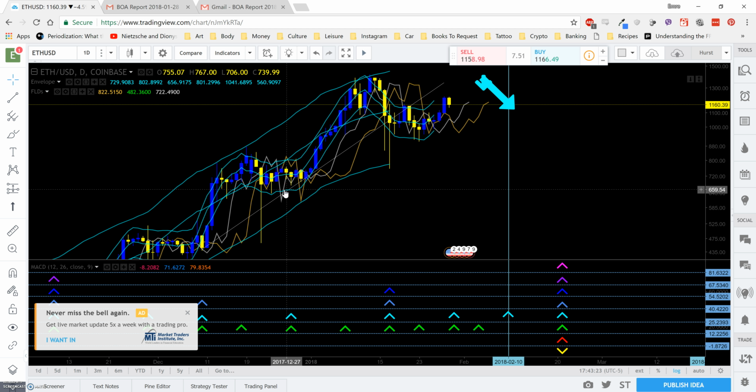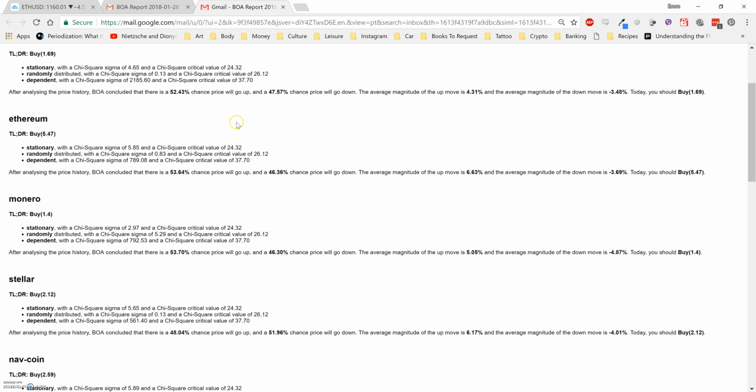But again, you want more confluence than divergence. You want factors all agreeing with each other. If the fundamentals are strong, and your moving average crossover says it's a buy, and BOA says it's a buy, that is going to be a really good indication that you might want to buy that coin today.